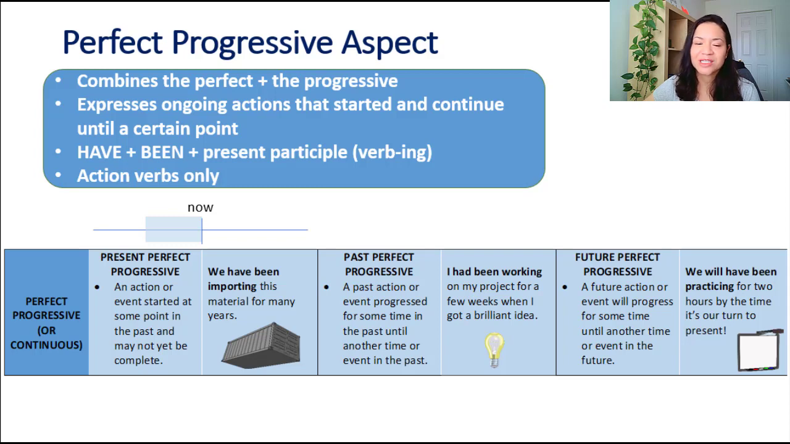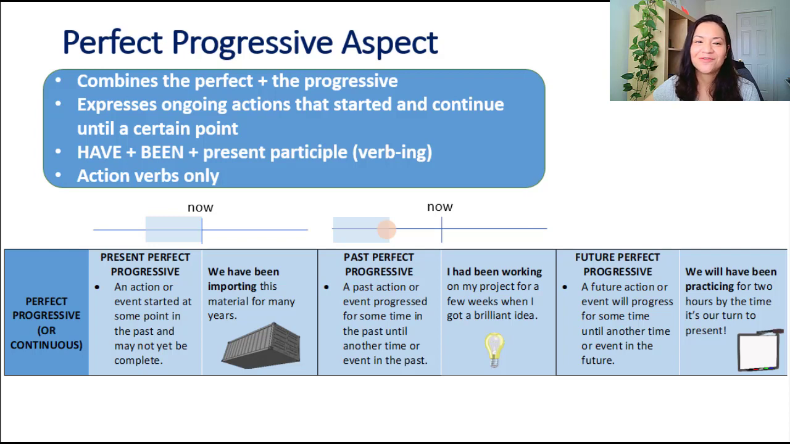Past perfect progressive, using had plus been plus verb-ing, describes a past action or event which progressed for some time in the past until another time or event occurred. For example, I had been working on my project for a few weeks when I got a brilliant idea.